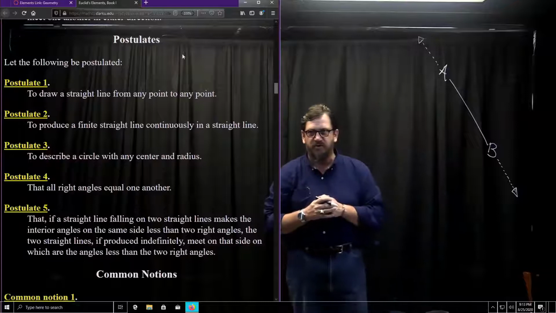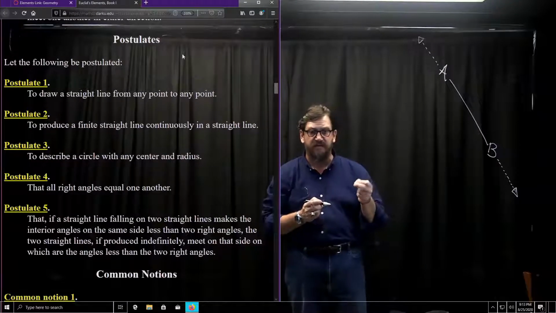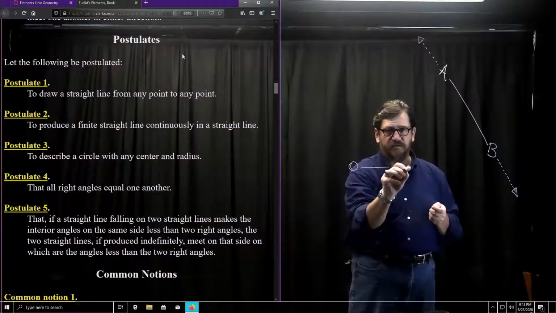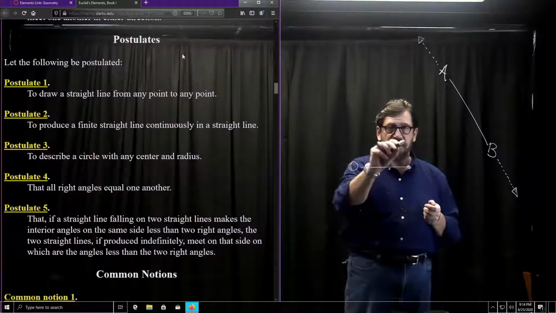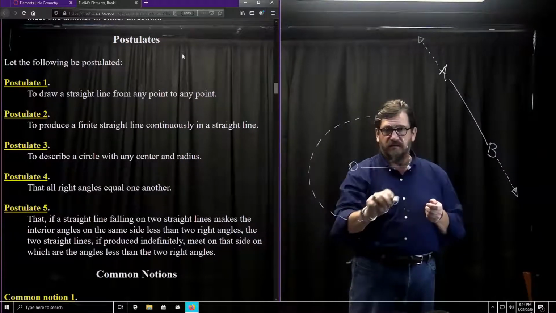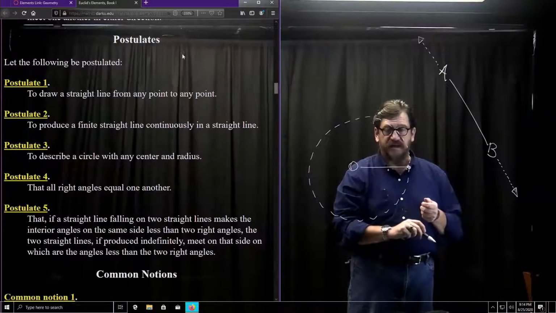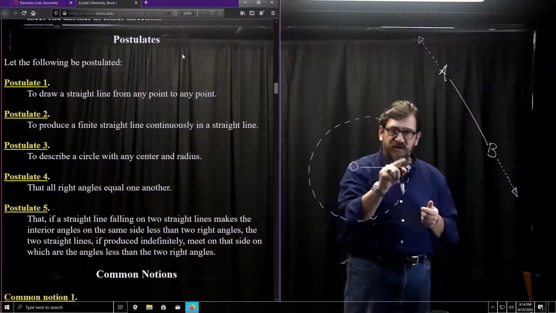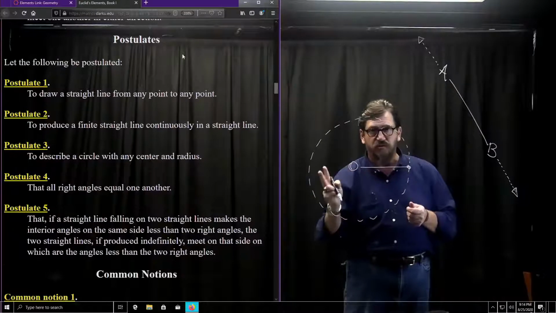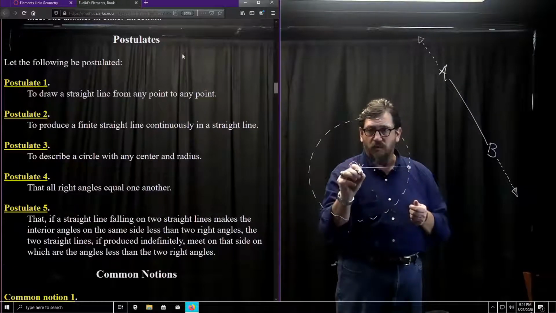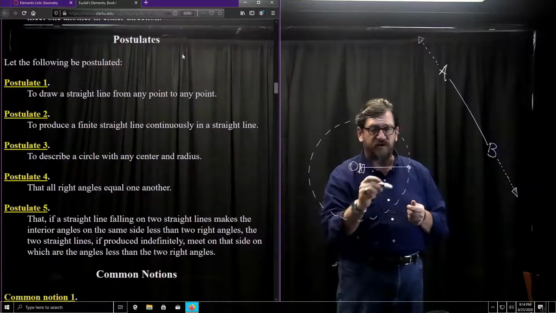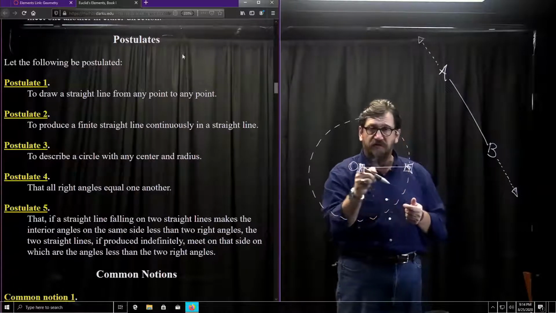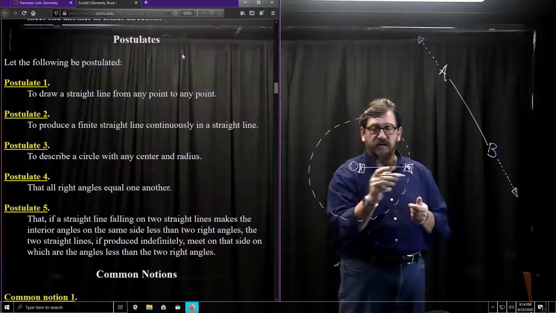The third one, to describe a circle with any center and radius. So if you give me a center, O, and you tell me this is how big the radius is supposed to be, I can go around it. Now, this is also a postulate of construction. I can construct this circle, and I have to know two bits of information. Here, where is the center of the circle? And here, how far away is the edge, or what we call the circle, from its center? This piece right here being the radius.